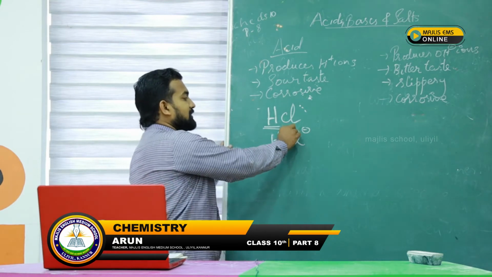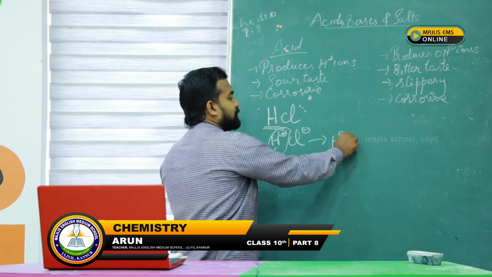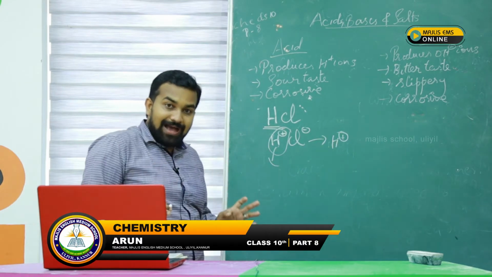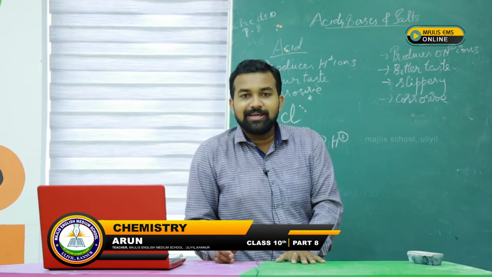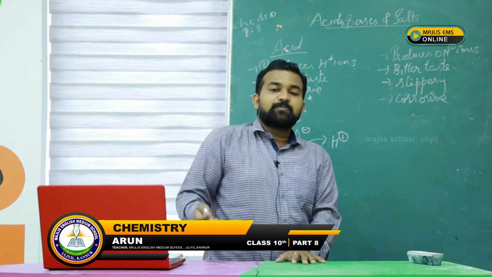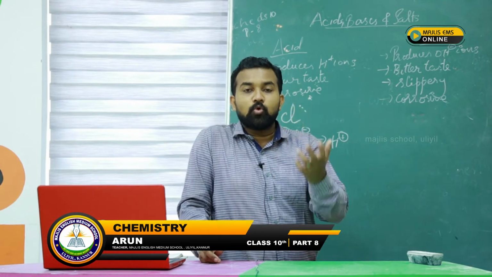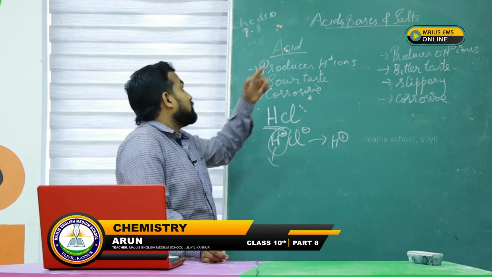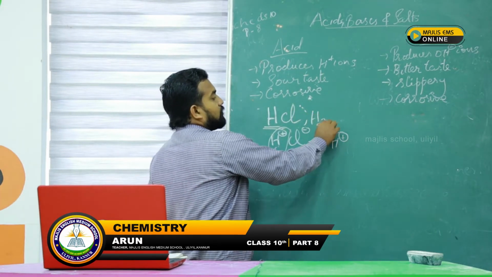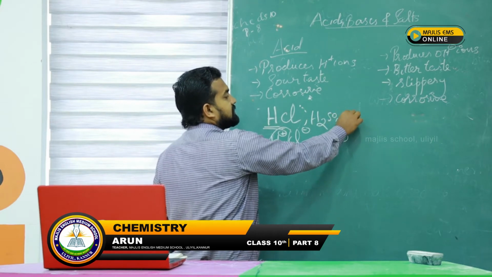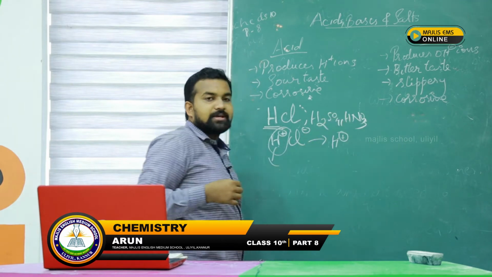So this H plus is ready to be given out as H plus ions. So acids are substances which are ready to give H plus ions, which produce hydrogen ions. Those substances we call acids. And the examples are hydrochloric acid, sulfuric acid, nitric acid, etc.